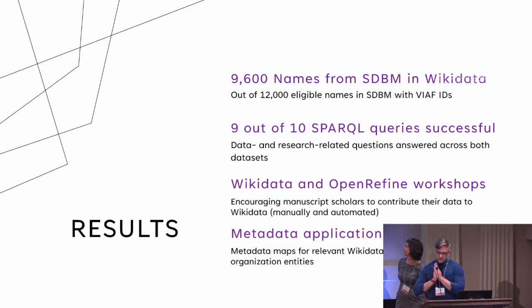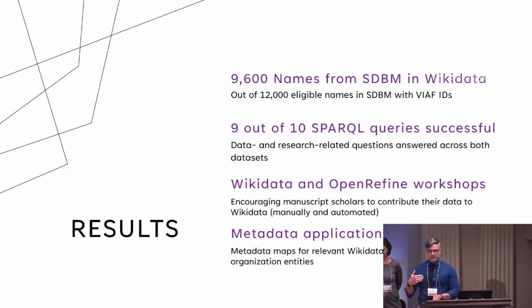We were able to donate, and that means match and link, 9,600 names out of a test case of 12,000 names. With this linkage, we were able to answer 9 of 10 questions that were posed by manuscript scholars, and the details are in the paper. I don't want to get into the details, but you'll be able to review the queries themselves in the paper. We also worked with manuscript scholars to introduce them to our work through workshops so that they could understand how Wikidata and OpenRefine could be integrated into their work.